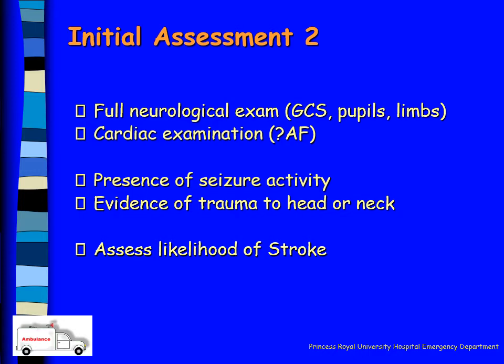And assess whether you actually think they have, based on all your findings, whether you actually do think they've had a stroke or not, or whether there's some other particular cause for it. And if you're not sure, then please talk to a senior doctor.